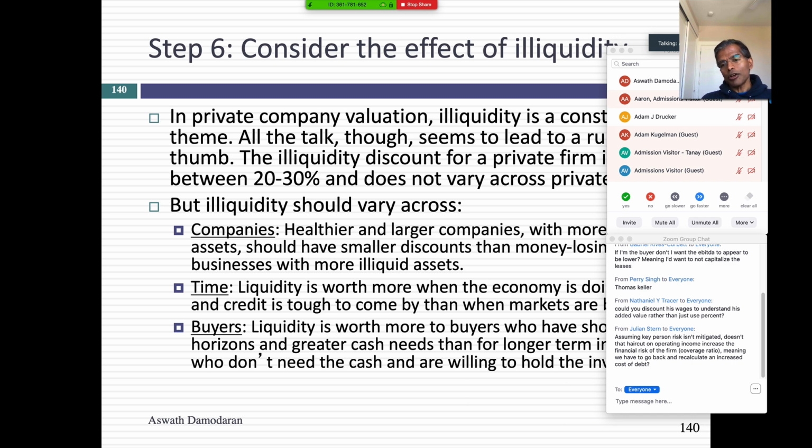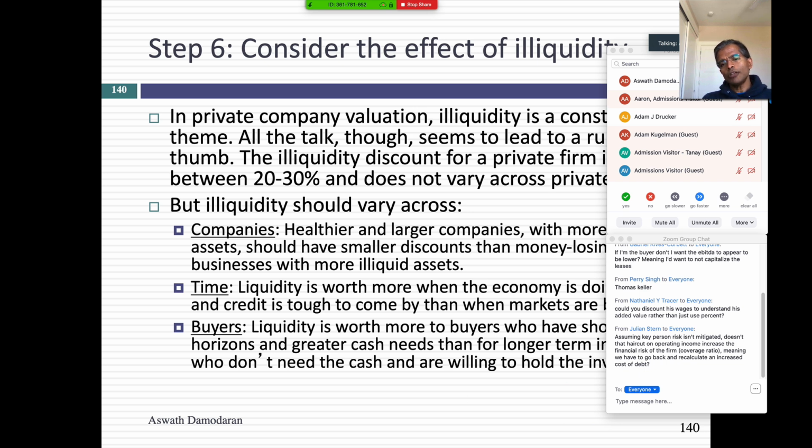So the first, it should vary across companies. Second, it should vary across time. What do I mean by that? If you'd been trying to sell your private business early this year, let's say January 2020, you might have been able to settle for a 15% discount for liquidity. Can you imagine trying to sell that same business today in the midst of a crisis? My guess is people are going to be discounting your value like crazy. The amount of the discount should vary across time, increasing during crises and decreasing in good times.